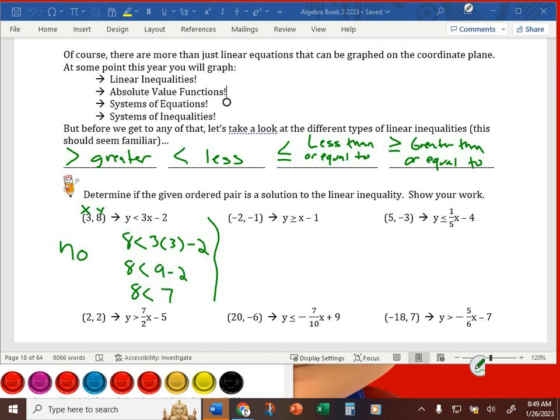Let's look at the next one. The ordered pair is (-2, -1), and our inequality is y is greater than or equal to x minus 1. Again, recognizing this is in xy order, we're taking that y value, -1, and plugging it in for y. Take that x value, -2, plug it in for x, and we're determining: is -1 greater than or equal to -2 minus 1? What is -2 minus 1?